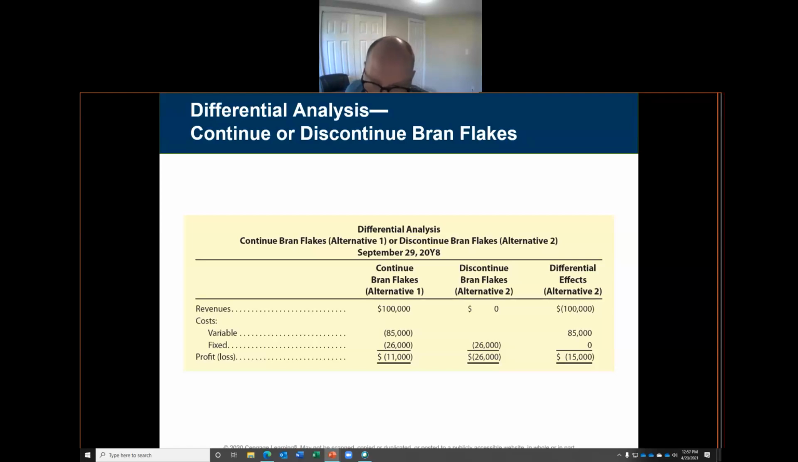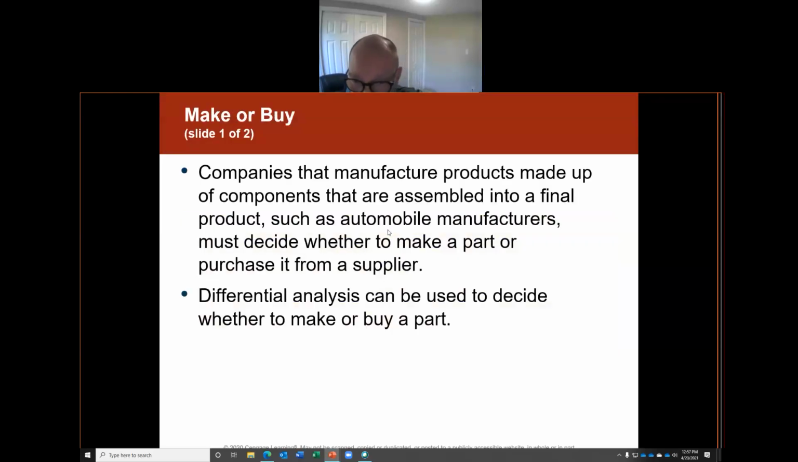So, given this differential analysis, I would decide to continue making the bran flakes at a loss of 11,000. Here's why. I would rather lose 11,000 instead of losing 26,000. That's the reason why. So that's why some companies will still make products even at a loss.